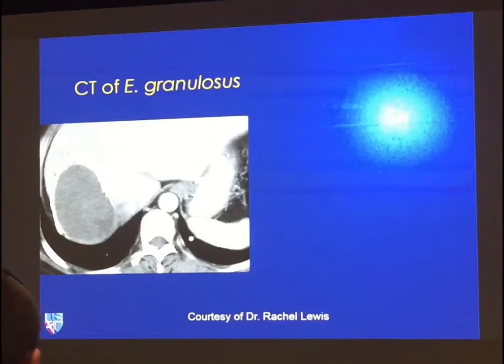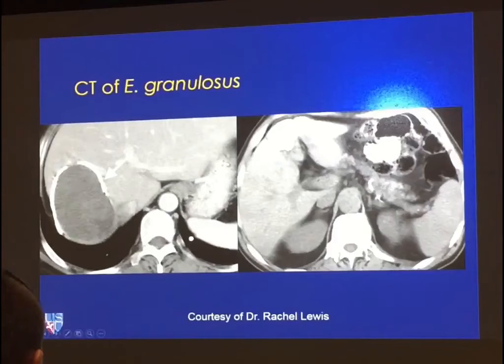It's really when we move on to this appearance where we have a densely calcified lesion, so both the outer layers and also the endocyst are completely calcified, that's when we know this is old disease.